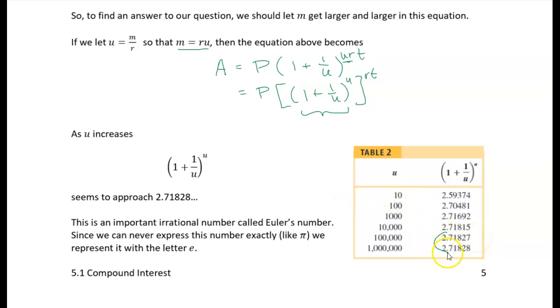It's approaching this number. It's an irrational number that's a lot like pi, right? The decimal values go on and on forever without repeating, just like pi. And it has its own little special notation called E. It's called Euler's number. So E is Euler's number, and the value is 2.7182 something something something. It goes on and on and on, just like pi does. But it's its own little special number.